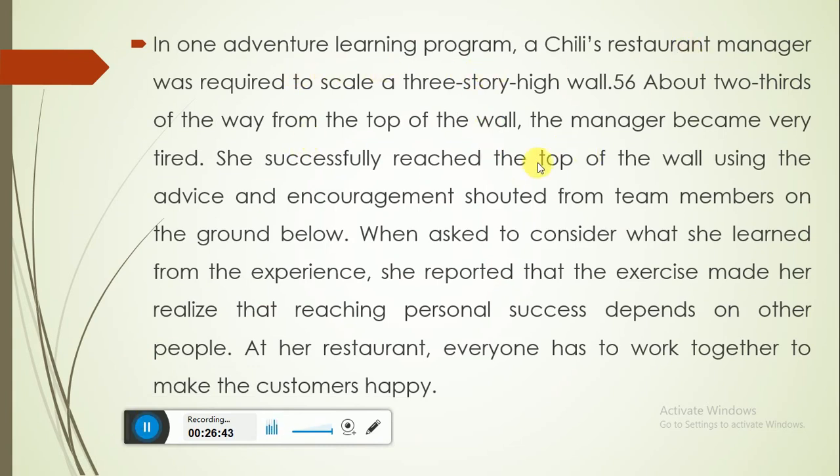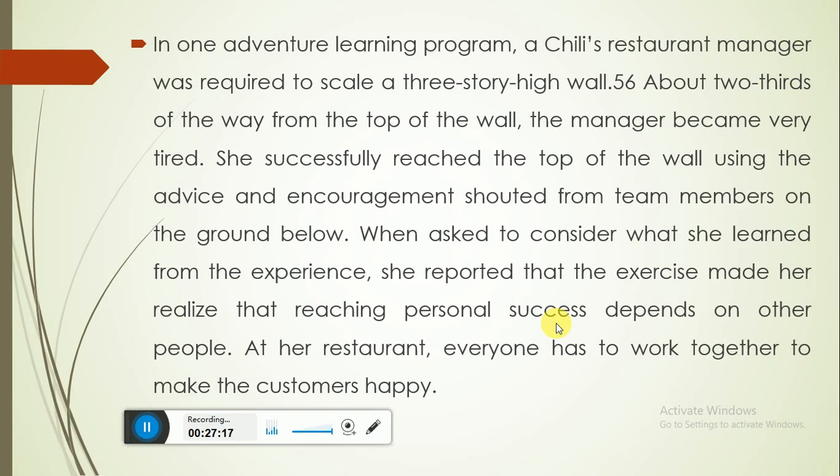So this is an example. A Chili's restaurant manager was required to scale a 3-story high wall. About 2/3 of the way from the top of the wall, the manager became very tired. She successfully reached the top of the wall using the advice and encouragement shouted from the team members on the ground below. When asked to consider what she learned from the experience, she reported that the exercise made her realize that reaching personal success depends on other people. At her restaurant, everyone has to work together to make the customer happy.